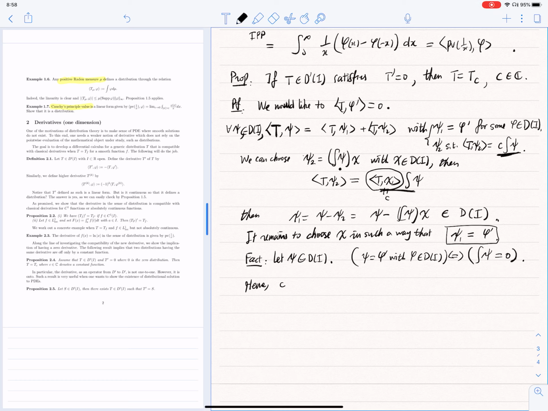Hence, choosing chi a test function with the property that the integral of chi equals 1 implies that T applied to psi 1 defined in here gives 0. And this ends the proof.